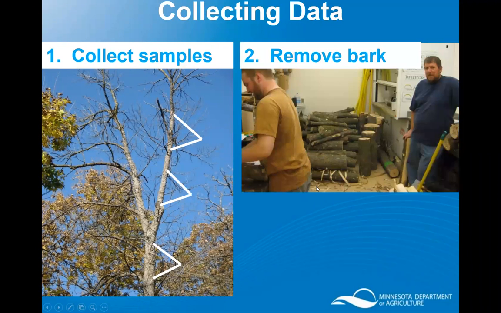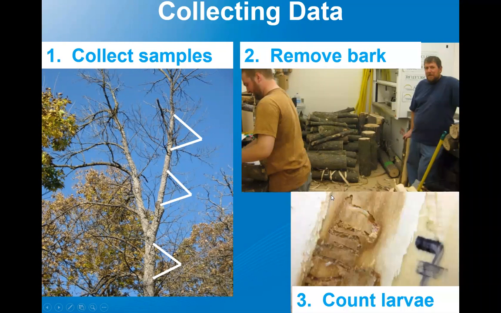And then we would remove the bark from these samples, and a whole bunch of people helped out with that. And then as the bark was removed, we would count the larvae that were within these samples. So we would have, in the end, a count of the larvae in the woodpecked trees and a count of the larvae in the trees that did not have any woodpecking.